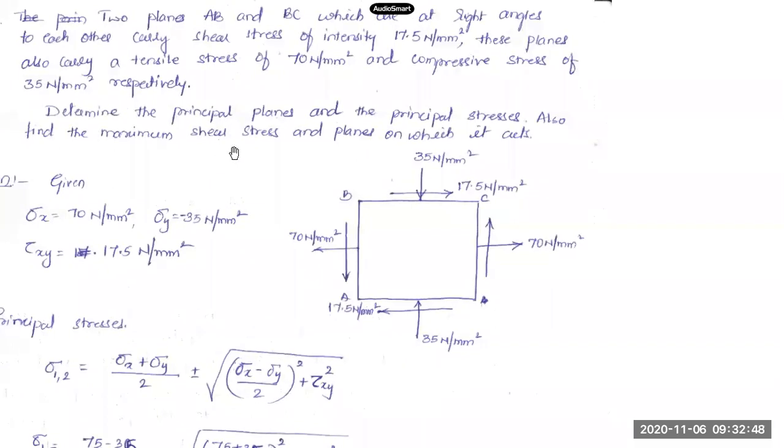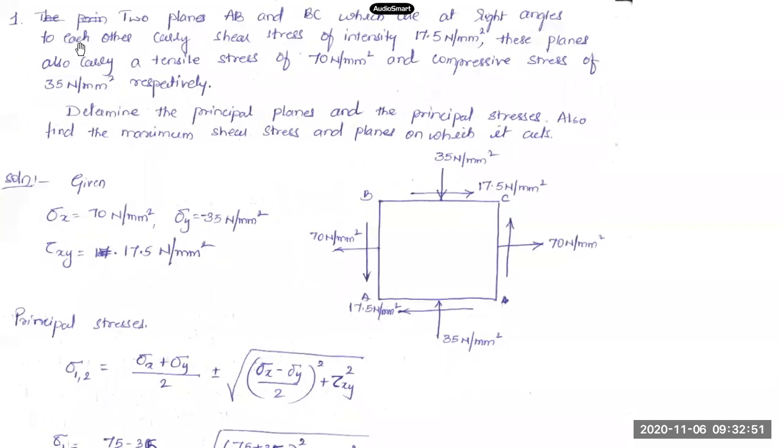So two planes, AB and BC, which are at right angles to each other, carry shear stresses of intensity 17.5 newton per mm square. This is the shearing stress acting on the two mutually perpendicular planes. These two planes are also carrying a tensile stress of 70 newton per mm square and a compressive stress of 35 newton per mm square respectively. What they are saying is the plane AB is subjected to a tensile stress of 70 newton per mm square and the plane BC is subjected to a compressive stress of 35 newton per mm square.